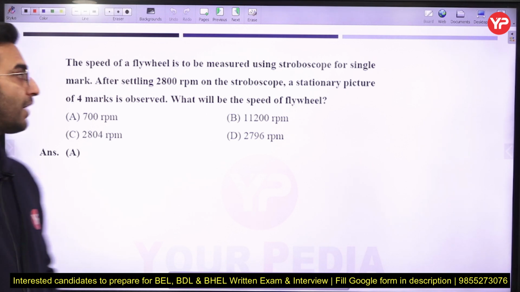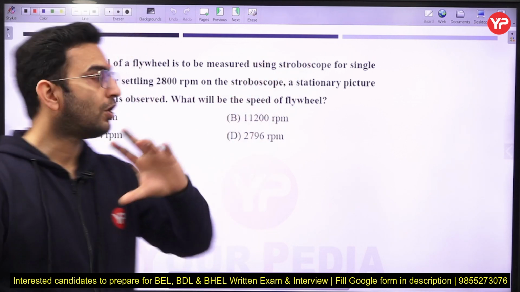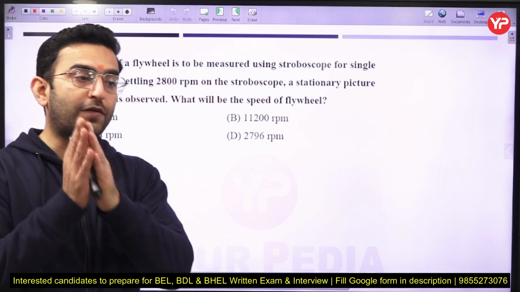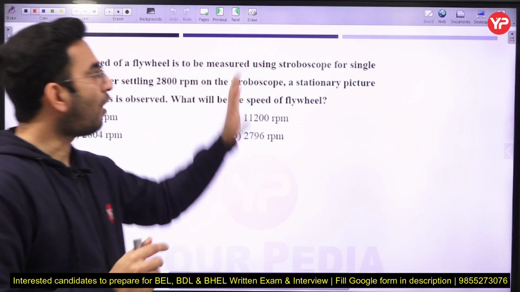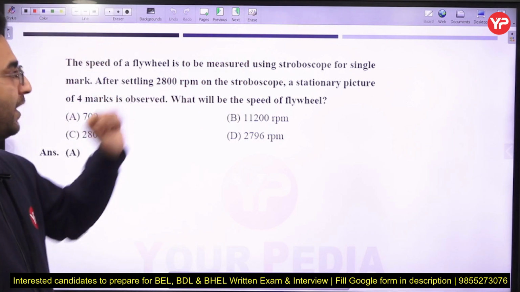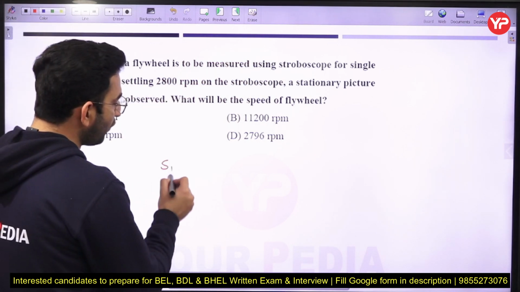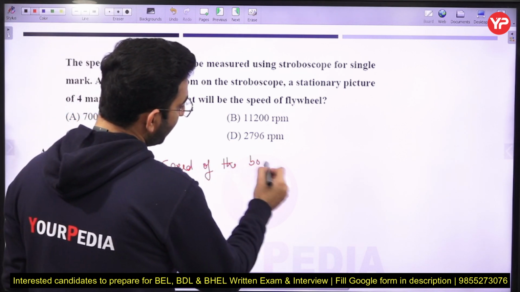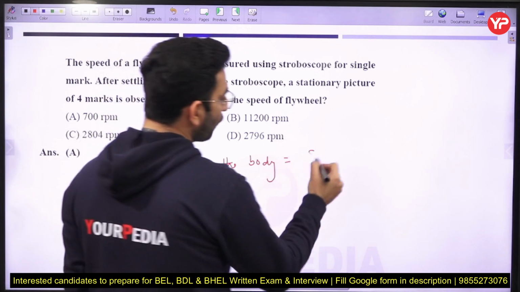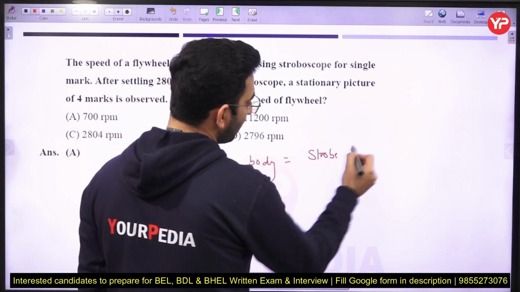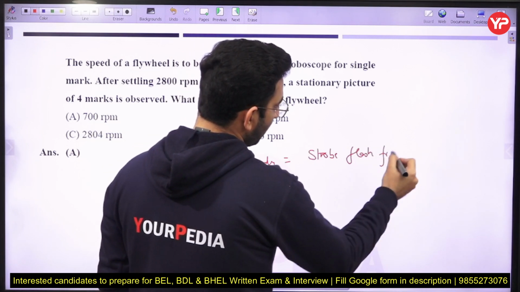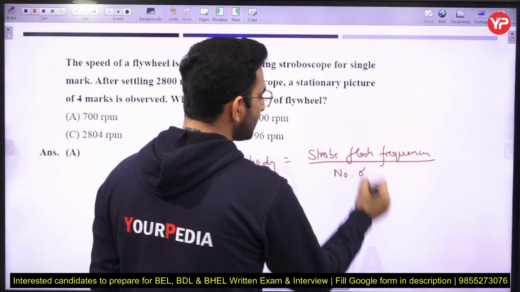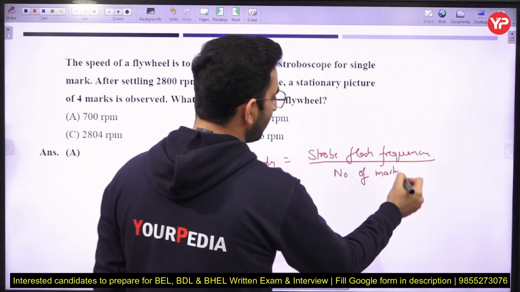So see, in this case, stroboscope is basically a device which is used to calculate the speed of rotating objects. It can measure the speed of a rotating object between 60 rpm to 20,000 rpm here. And how do you find out the speed here? First of all, the speed of any rotating object, or I can say the speed of the body, can be calculated by the ratio of simply strobe flash frequency divided by number of marks here. That is a simple formula for calculating the value of the speed of the flywheel.